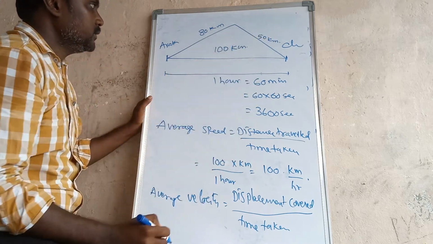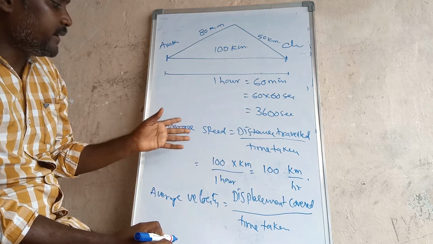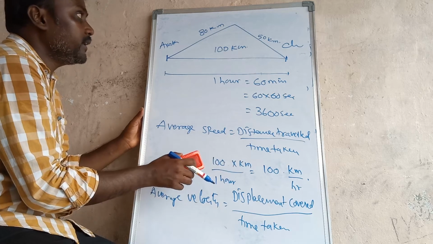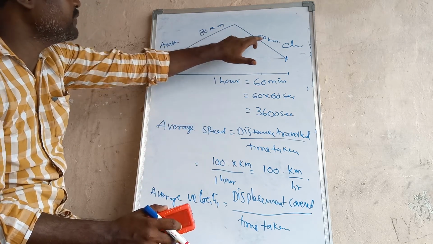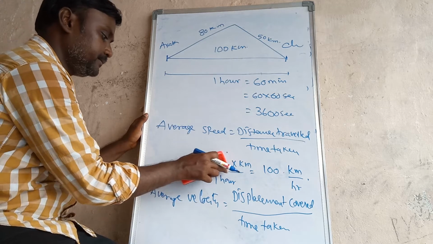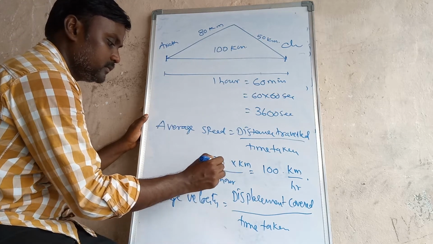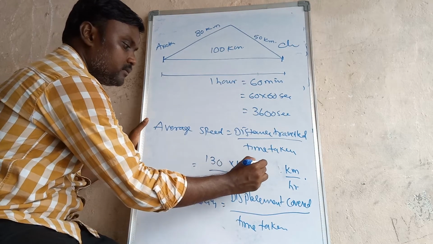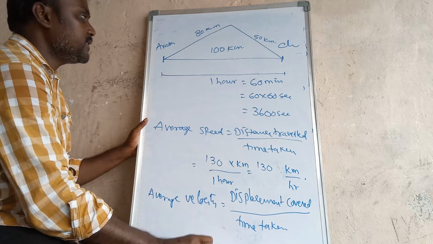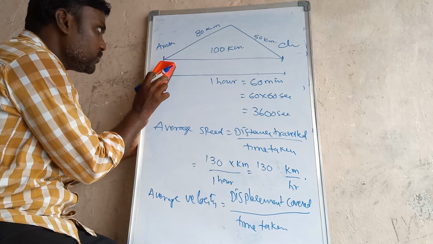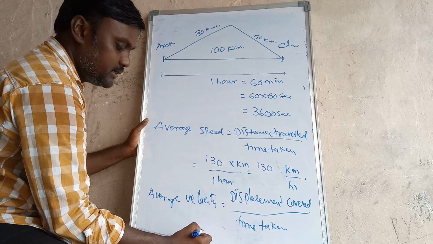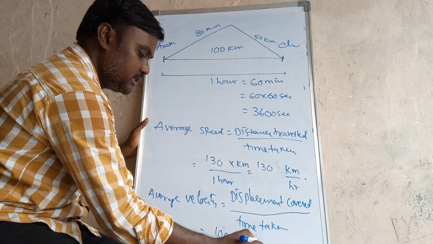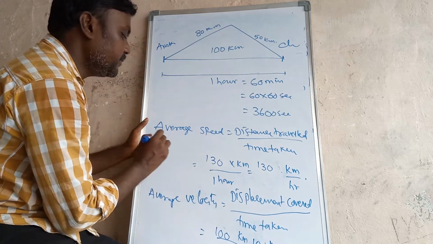So in this particular case, they may ask to calculate average speed and average velocity. Average speed means distance traveled by time taken. Distance traveled means 80 plus 50. How much will it be? 130. How much time has it taken? 1 hour. So this is 130 kilometer per hour. Average velocity is displacement by time taken. This is the displacement here, the shortest path between the initial point and the final point. This is 100 kilometer by 1 hour, so 100 kilometer per hour. This is the difference between average speed and average velocity.